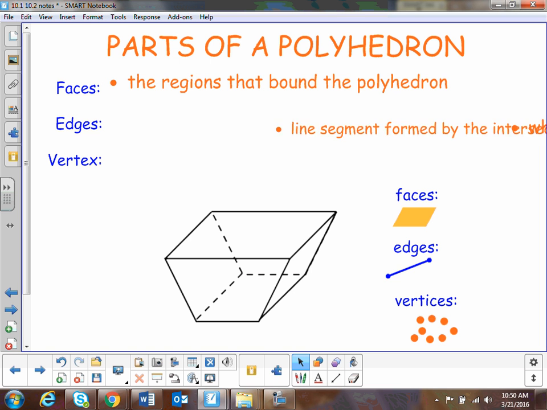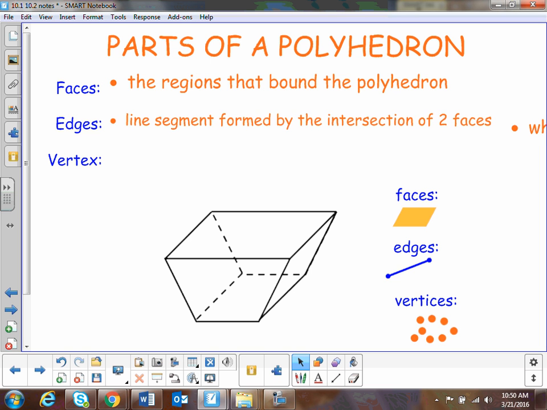The edges are going to be line segments. Right? That's where two faces intersect. So it's like having two planes that intersect. And then vertex, you guys should know what that is already. A vertex is where three or more edges meet. So it's just a point.